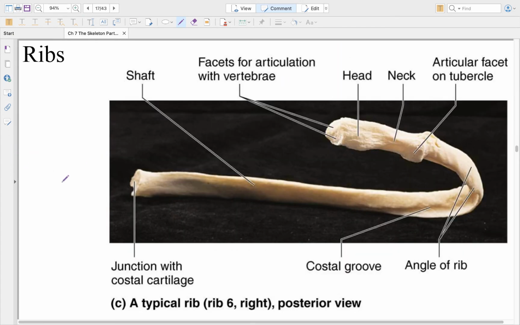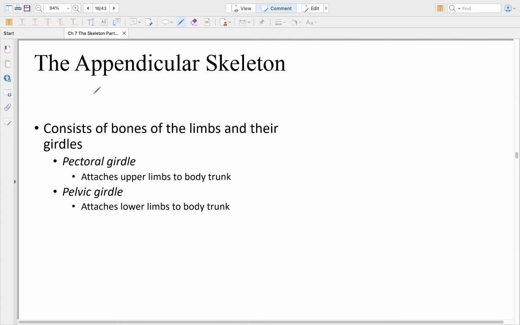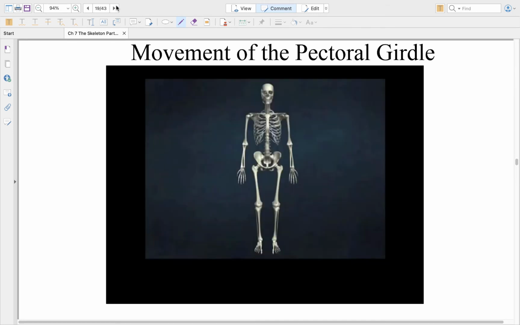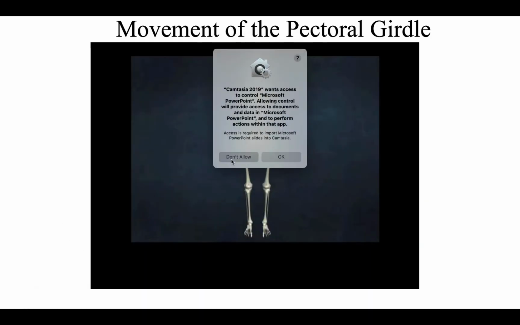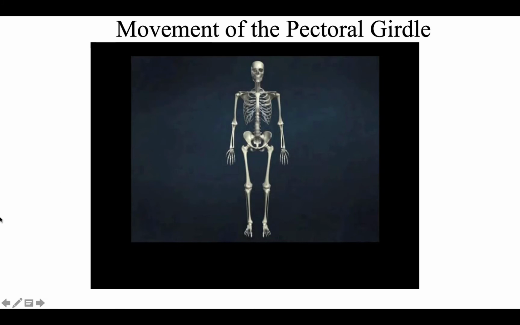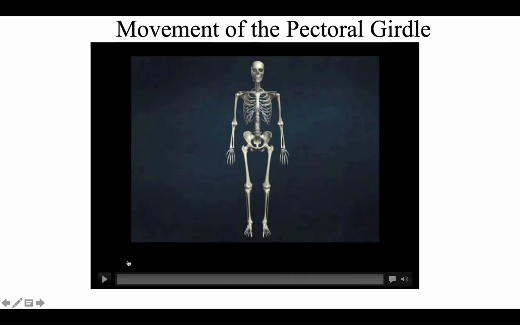Okay, and this is an isolated rib, and of course the head and neck. So once you see the head, you know that it's going to connect at the vertebrae there, and then this is the sternal end. The junction with the sternum or the costal cartilage. All right, let's take a look at the pectoral girdle and then the pelvic girdle. Okay, so we're going to watch the movement of the pectoral girdle.